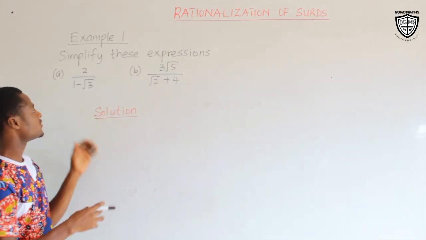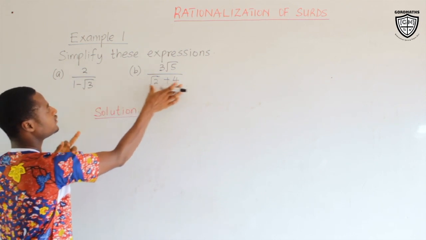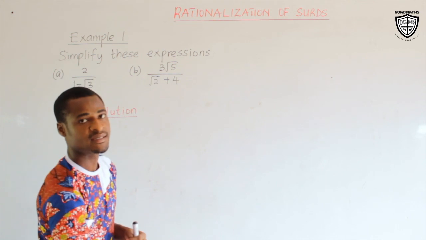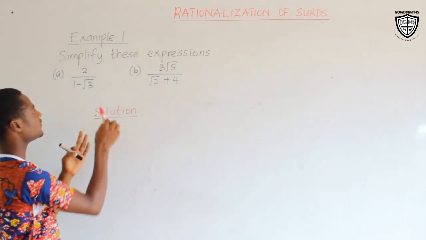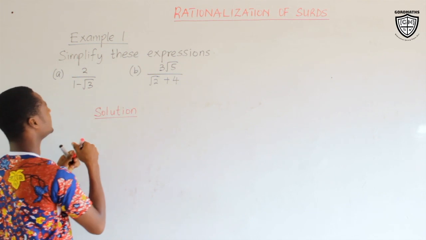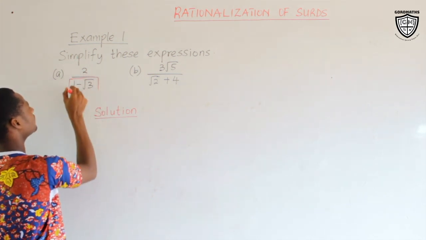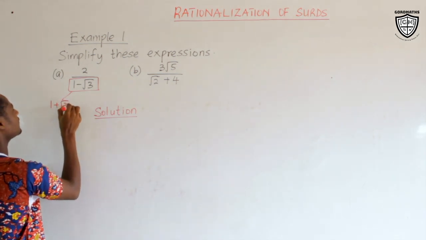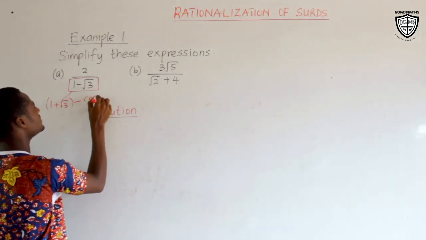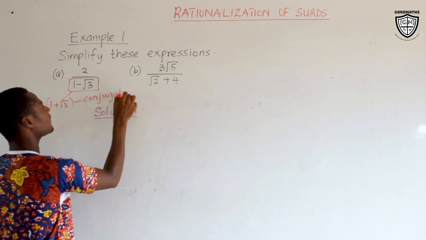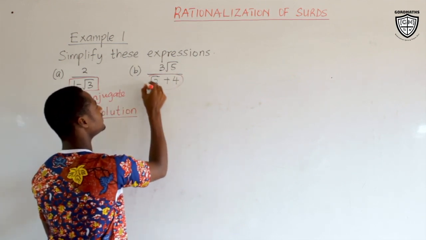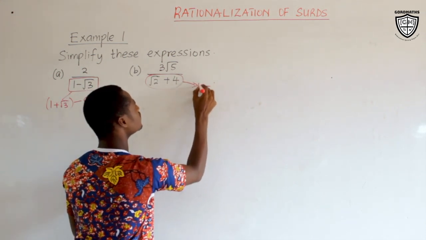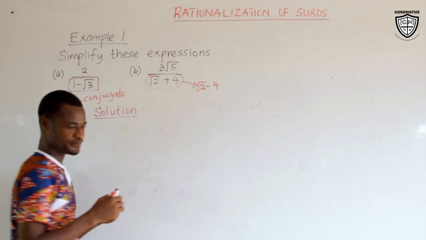Looking at these examples where we have more than one term at the denominator of each expression, we have already discussed that in rationalizing these sets, we must multiply both the numerator and the denominator by the conjugate of the denominator. And the conjugate for this is 1 plus square root of 3. We call this the conjugate. The conjugate for this denominator is 2 minus square root of 2 minus 4.